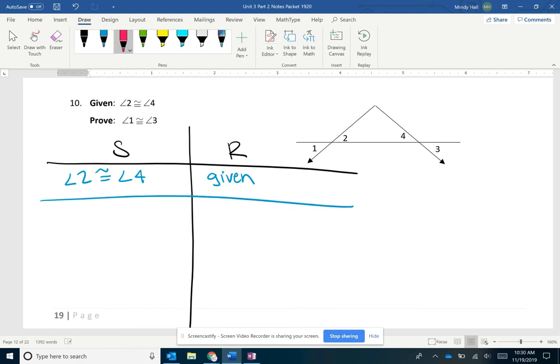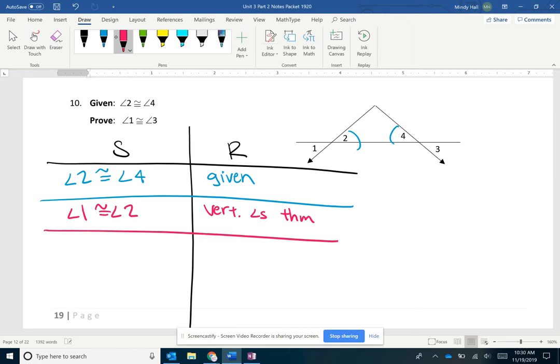Now, if you look at the picture, you'll notice that 1 and 2 are vertical angles. And if you see that, you can just write it. Angle 1 is congruent to angle 2 because of the vertical angles theorem. Boop. So then we do it again, except we have 3 and 4. So angle 3 is congruent to angle 4 because of the vertical angles theorem.